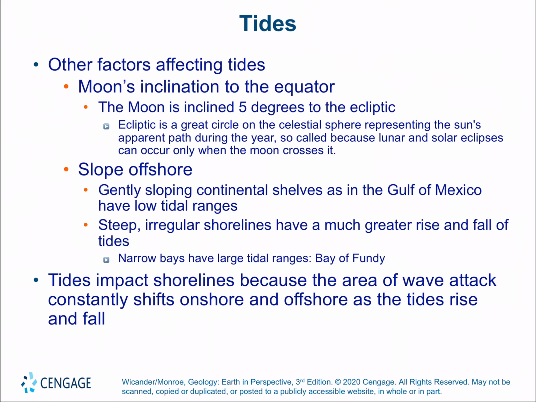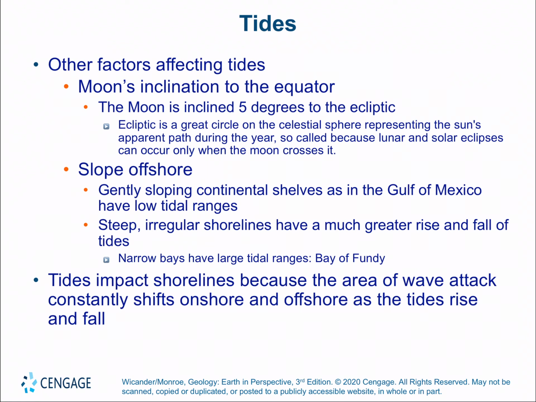Two other factors that could affect tides: one, the moon's inclination to the equator. The moon is inclined at about a 5-degree angle to the ecliptic. The ecliptic is that great circle on the celestial sphere that represents the sun's apparent path during the year. And it's called this because the lunar and the solar eclipses can only occur when the moon crosses it.